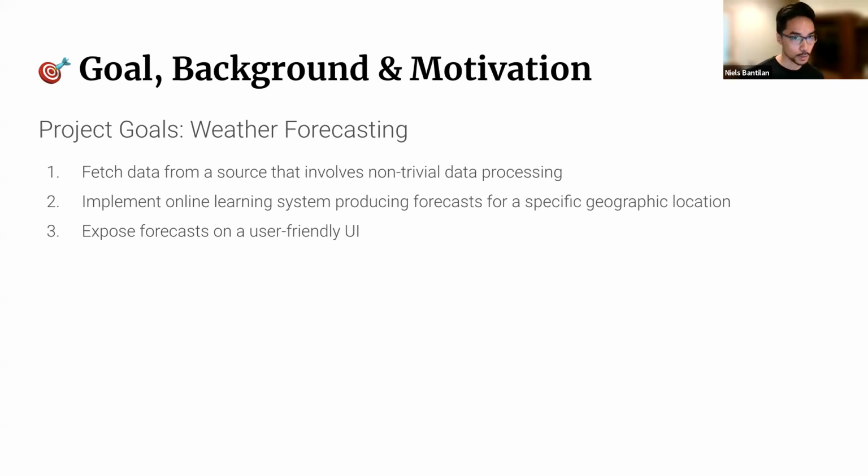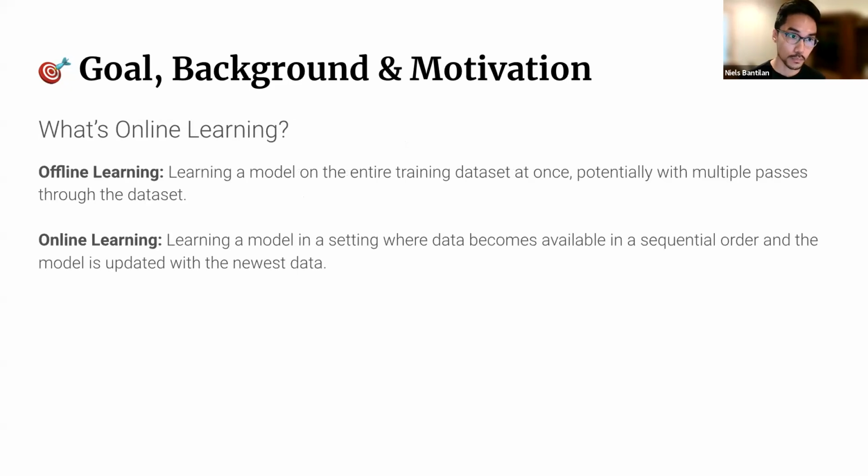The second part is to implement an online learning system producing forecasts for a specific geographic location. The third one is to expose the forecasts in a user-friendly UI, so someone who doesn't know about Flyte can just go to some kind of website and see what the forecasts look like.